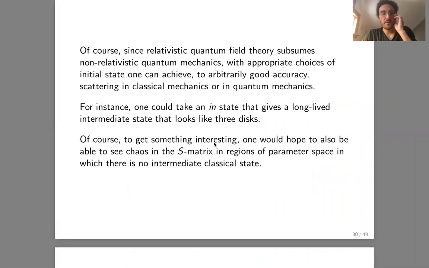Good. So as I said, since one can embed non-relativistic quantum mechanics into quantum field theory, if we take an in-state that just gives this long-lived intermediate state that looks like three disks or anything else that classical chaos was present in, then we'll recover that. Of course, the hope is to get something more interesting, to be able to see chaos in regions of parameter space where there's no intermediate classical state, or some kind of state like a black hole, which is more interesting than three disks, which has no analog in just classical mechanics. So that's the idea. Are there any questions?